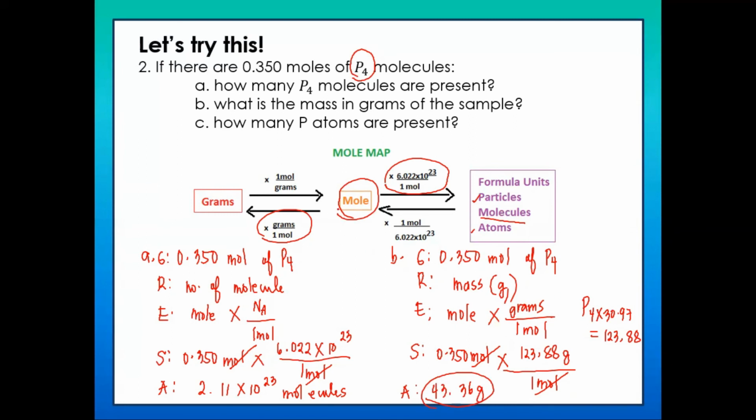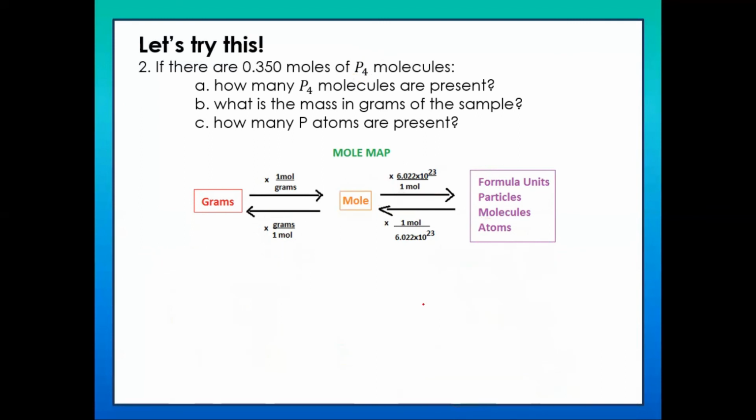Okay, so hopefully nasusundan, no? Nasusundan. Kaya this is important. The mole map is important, and the concept you've learned earlier is also important in order for you to get other values, especially for the molecular mass or the formula mass. Sige, last tayo, letter C. I'll just erase this solutions.